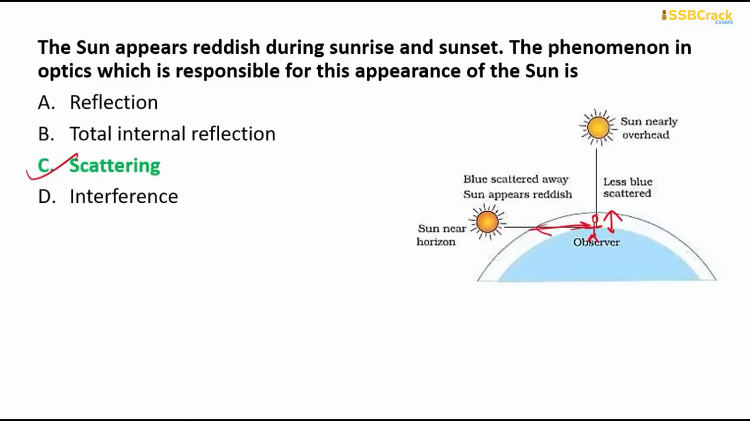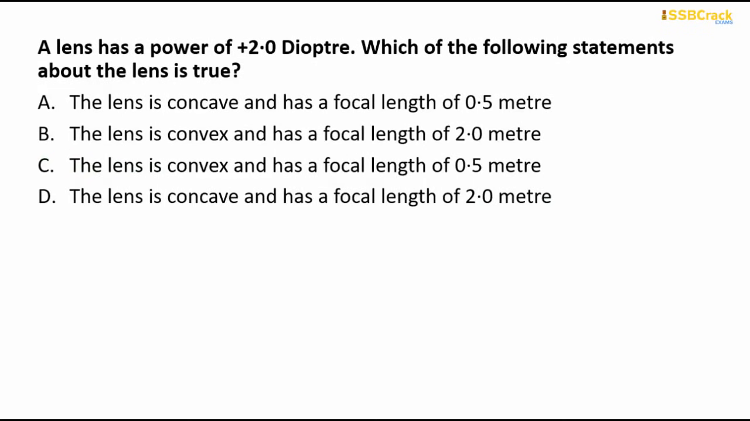Going through with the next important question: a lens has a power of +2 diopter. Which of the following statements about the lens is true? Okay, what are the options given? Option A: the lens is concave and has a focal length of 0.5 meter. Option B says that the lens is convex and has a focal length of 2 meters. Option C says that the lens is convex and has a focal length of 0.5 meter, and option D says that the lens is concave and has a focal length of 2 meters.